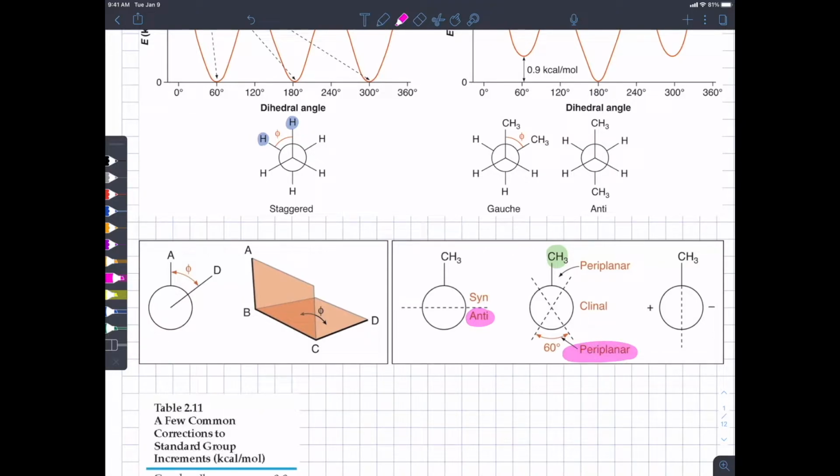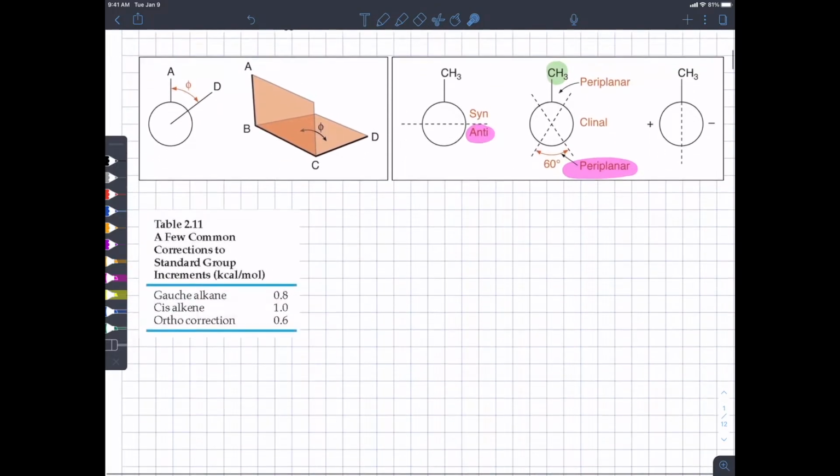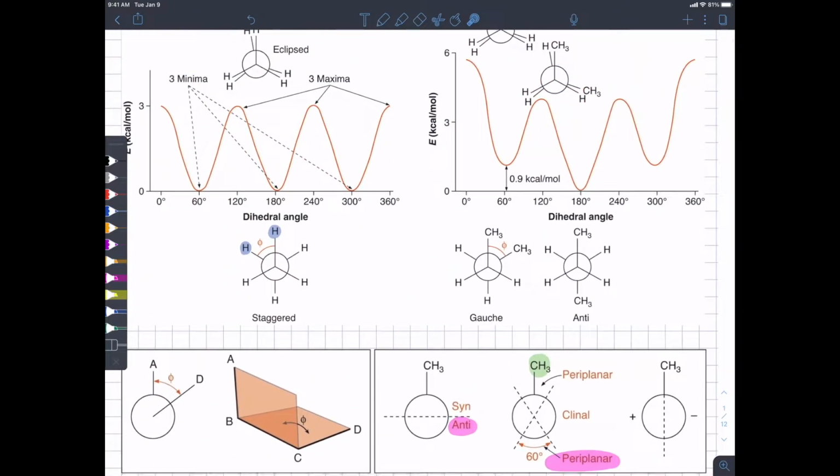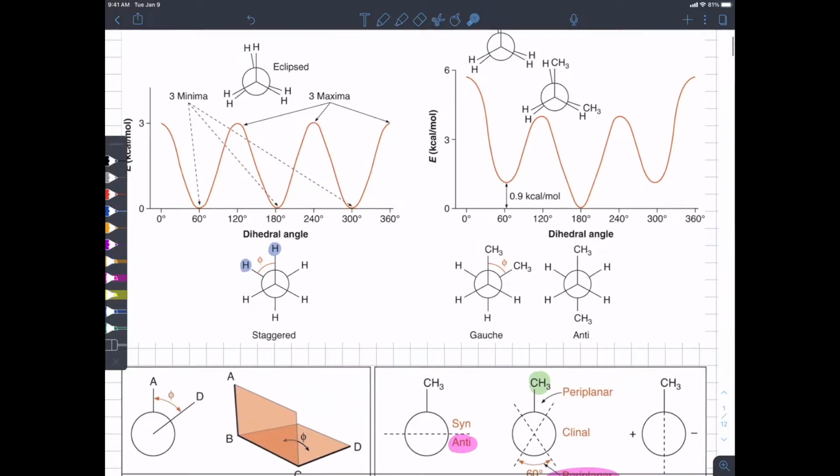I honestly don't really bother with what clinal means, and apparently this is the sign convention. So clockwise is negative and counterclockwise is positive, I guess, for dihedral angles. Okay. And your book will give you some useful increments. It's good to know that each eclipsed carbon-hydrogen interaction is worth about a kcal per mole.